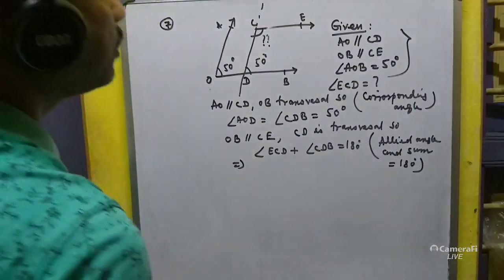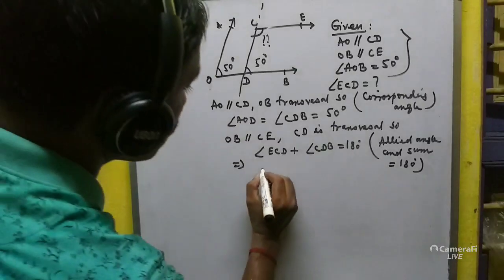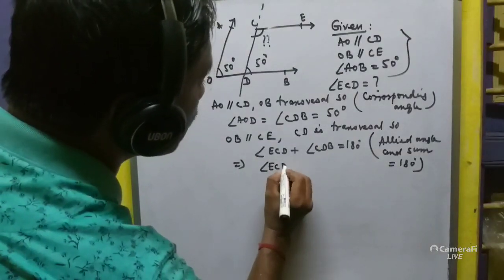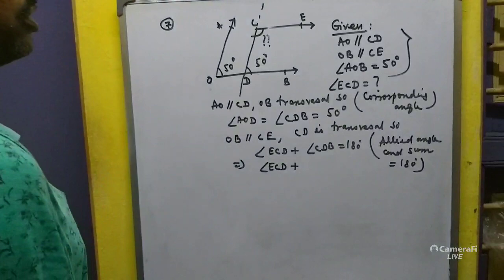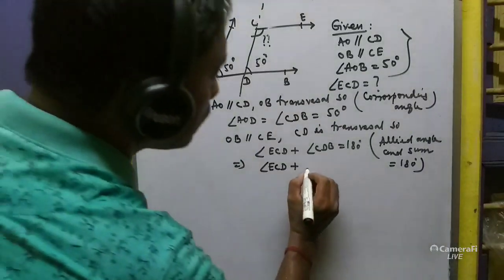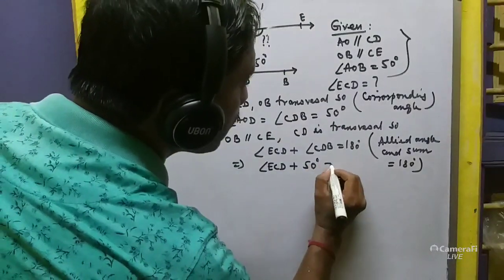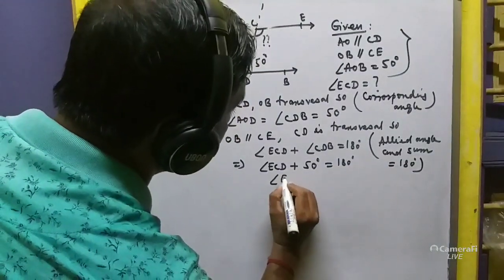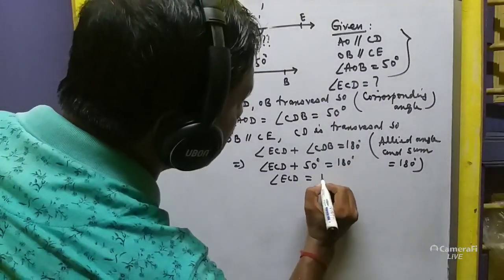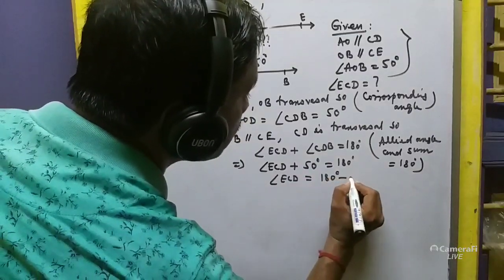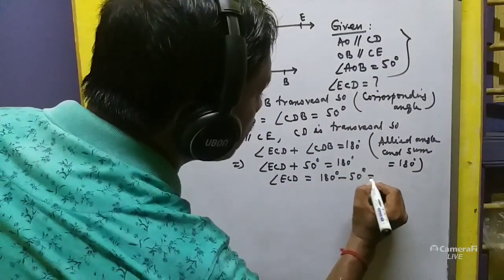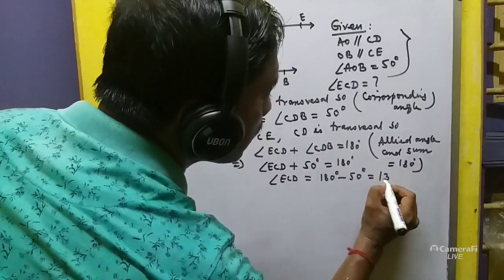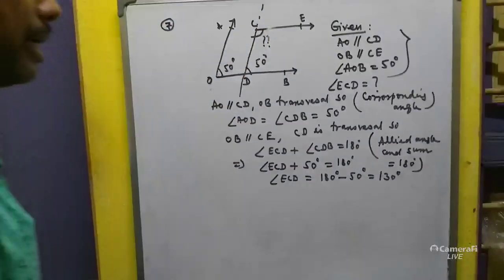Now write it, you have to find out ECD. So ECD, unchanged. Now CDB 50 degree. So ECD plus 50 equal to 180. Now angle ECD equal to 180 degree minus 50 degree equal to 130 degree. So this is the answer.